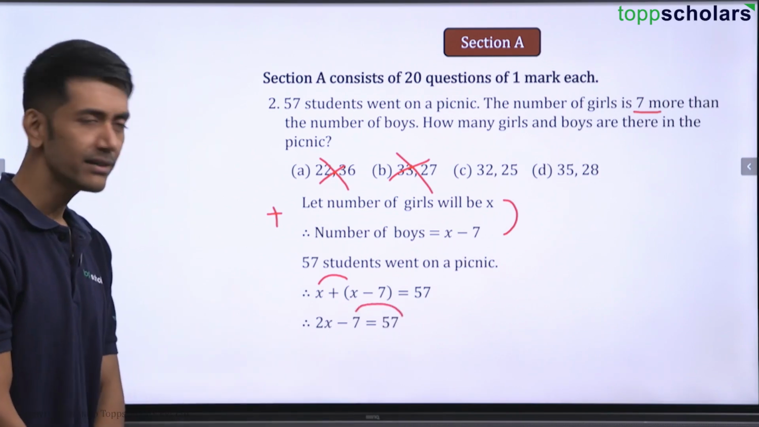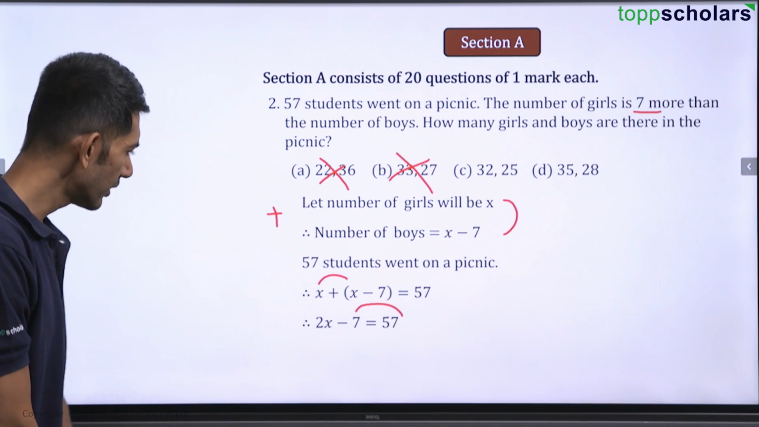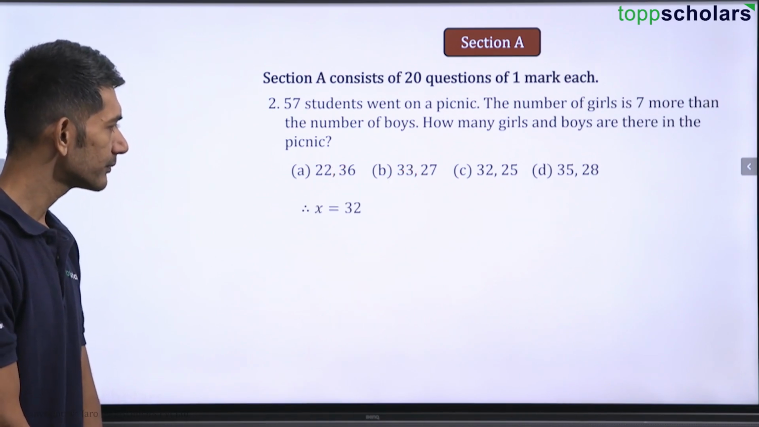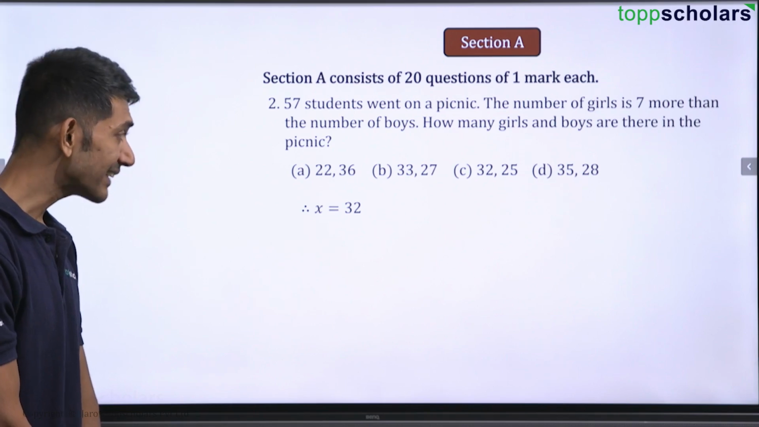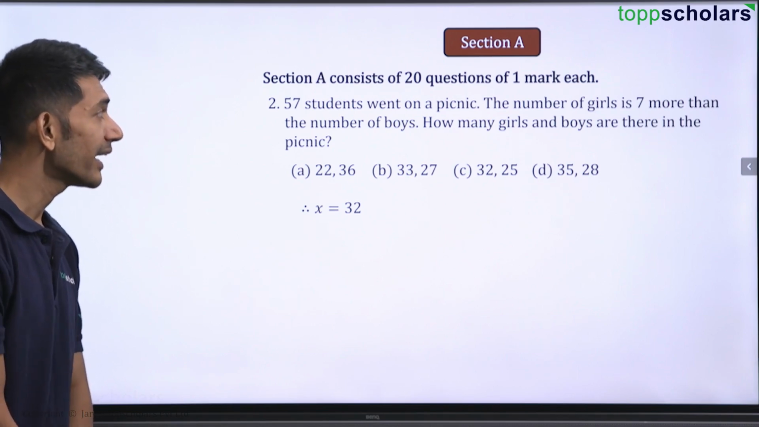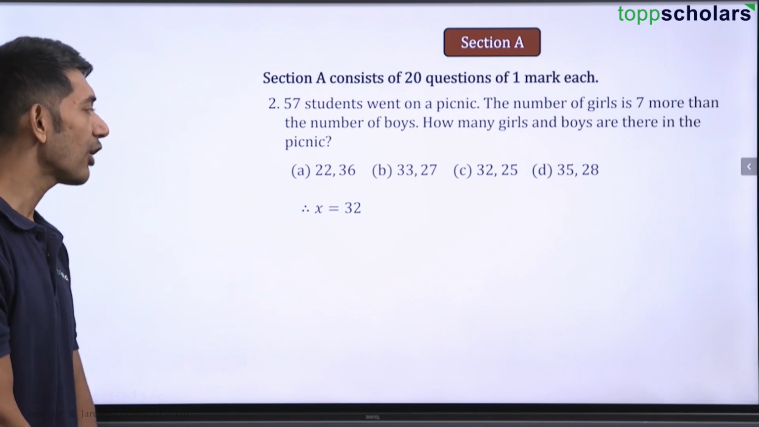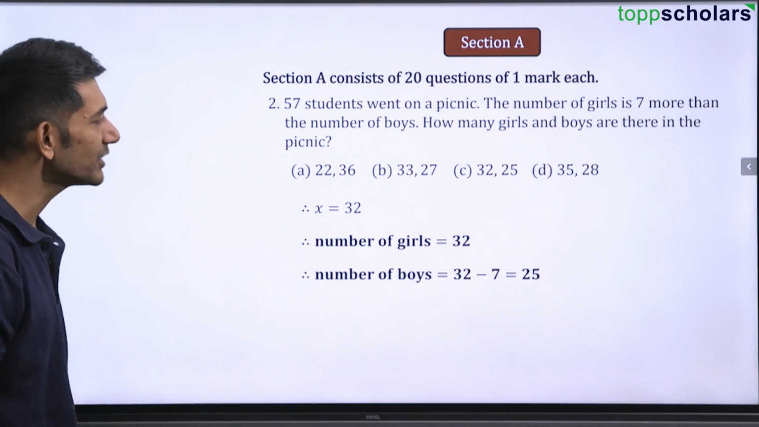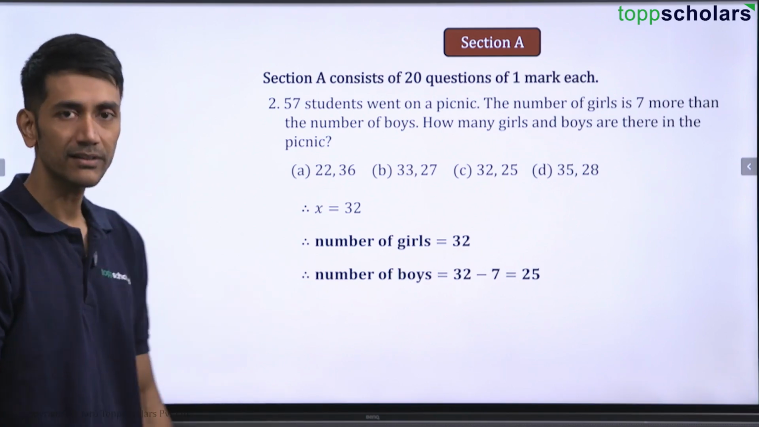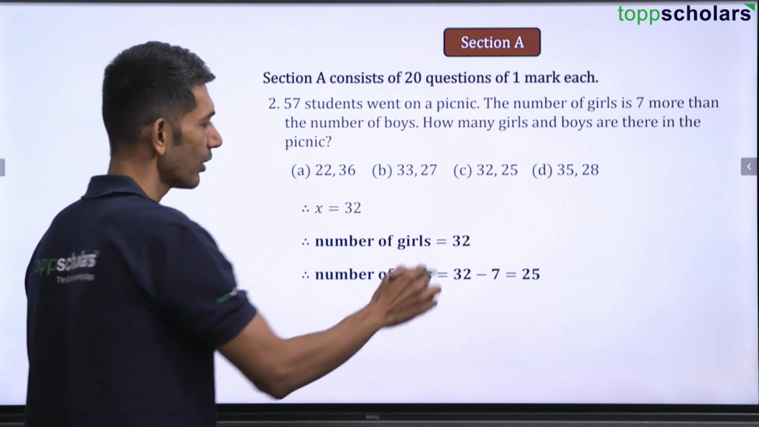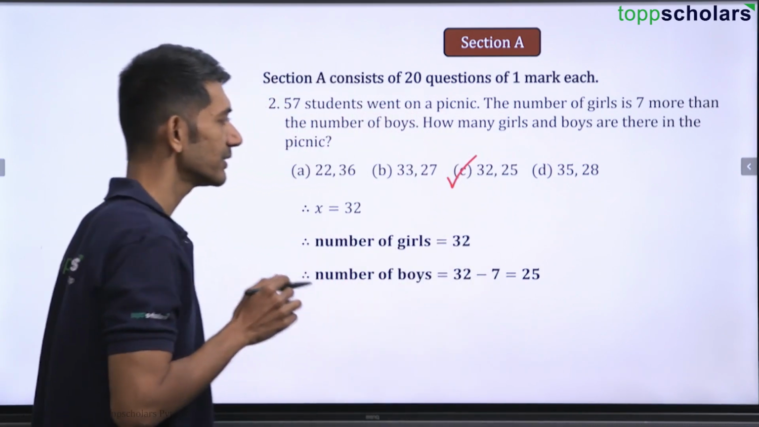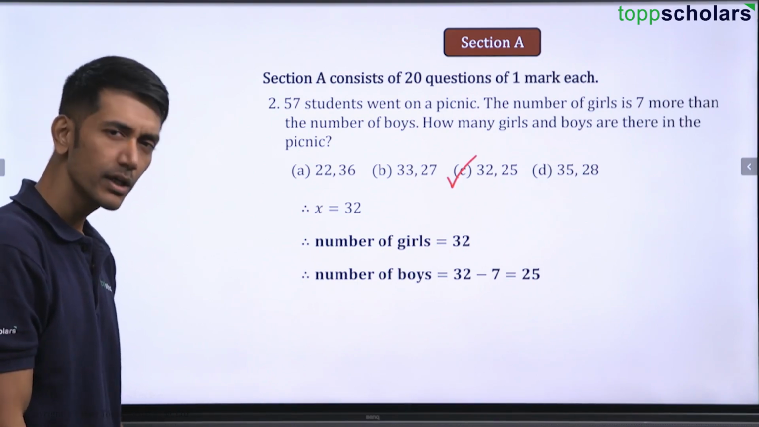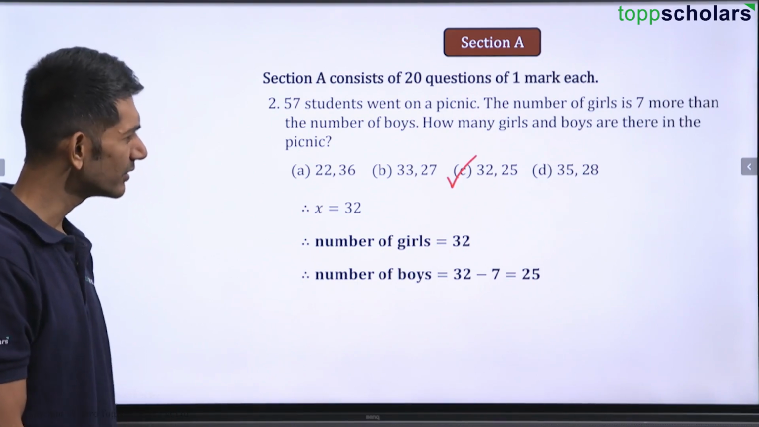7 goes to the other side. That becomes positive 7 of course. So 2x is equal to 64. So x will be equal to 32. Now once x is 32, x is what? x is the number of girls, right? Then how many boys will be there? 7 less. 7 less means 32 minus 7, that is 25. So which option is correct, children? Absolutely. Option C is the correct option, that is 32 and 25. I hope this is clear to all of you. Easy question, simple question, nothing much in this. Perfect.